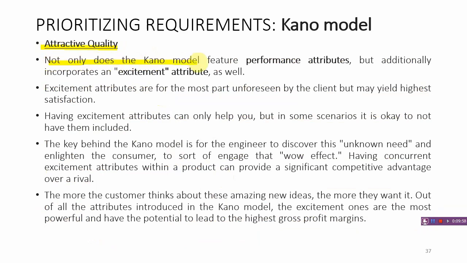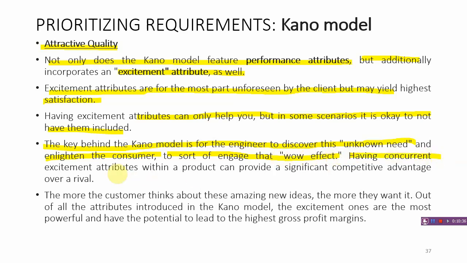Not only does the Kano model feature performance attributes, but additionally it incorporates an excitement attribute as well. Excitement attributes are for the most part unforeseen by the client but may yield the highest satisfaction. Having excitement attributes can only help you, but in some scenarios it is okay to not have them included. The key behind the Kano model is for the engineer to discover this unknown need and enlighten the consumer to that wow effect.